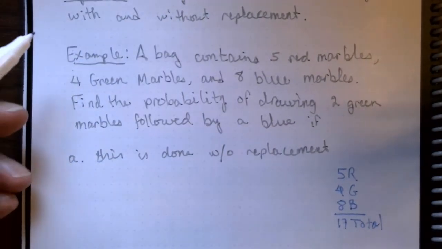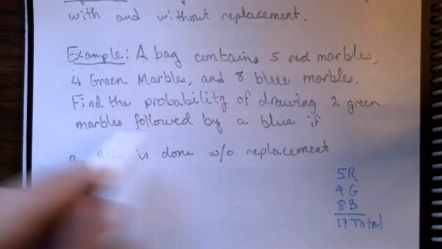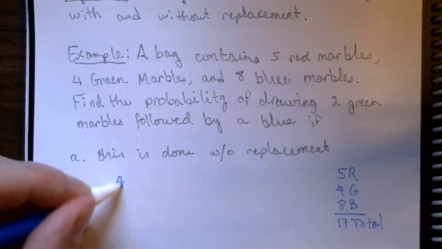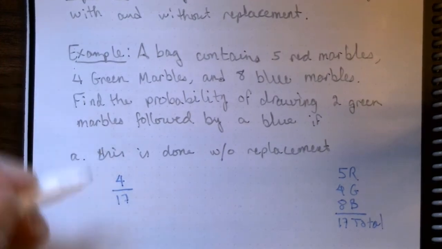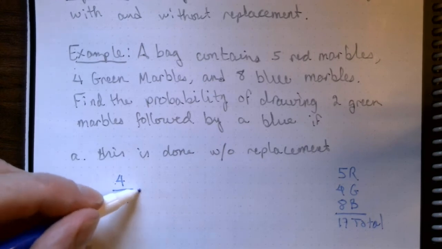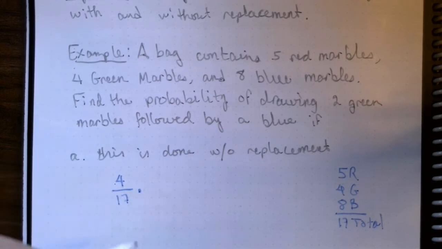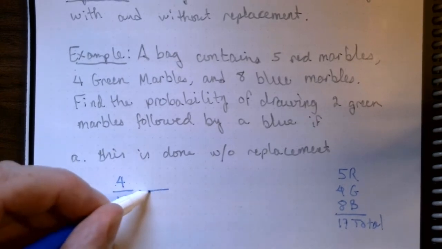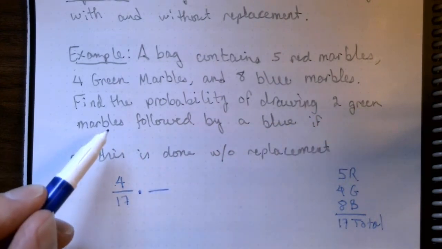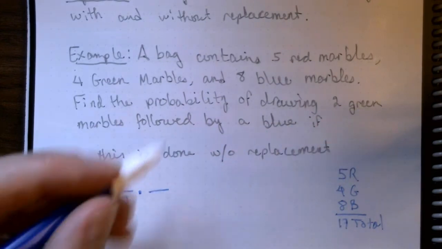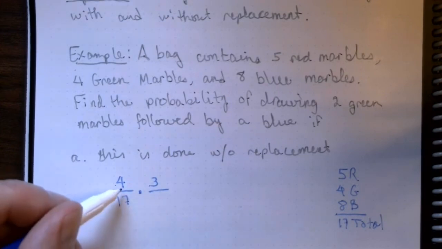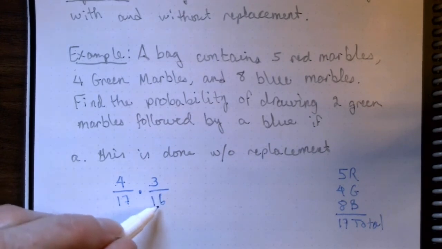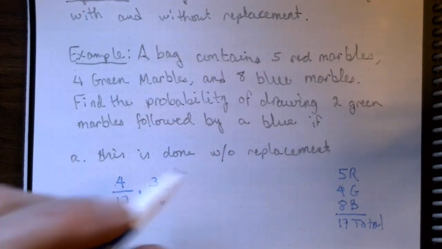Okay, so we want to draw 2 green followed by a blue. So let's think about the probability that the first marble is green. Well, there are 4 green marbles out of 17, so the probability of drawing green is 4 out of 17. Now that's on the first try. Now, let's look at the second stage of the experiment, because we want to draw 2 greens in a row, and this is done without replacement. Well, if your first marble was green, there's only going to be 3 of them left. And there are only 16 left in that second draw, right? Because we're not putting the marble back.